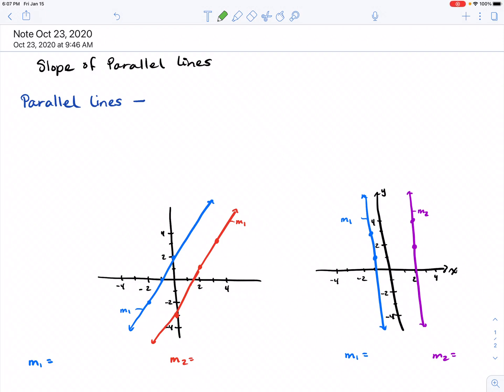Welcome to the tutorial on the slope of parallel lines and perpendicular lines. What are parallel lines? Parallel lines are lines in the same plane. So when we talk about graphs, we're talking about lines like this first example here. The blue and the red line are parallel, they're in the same plane, and they do not intersect.